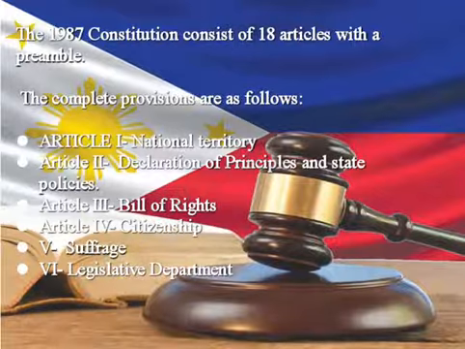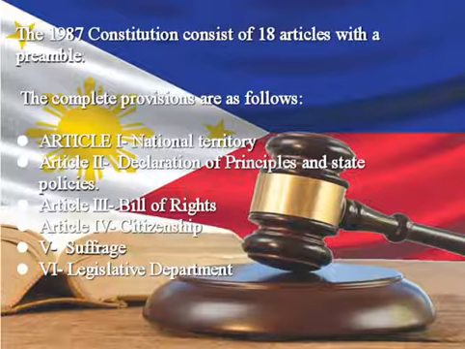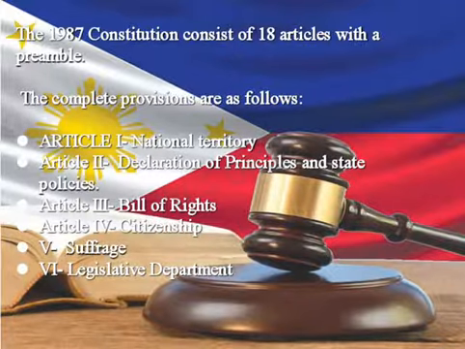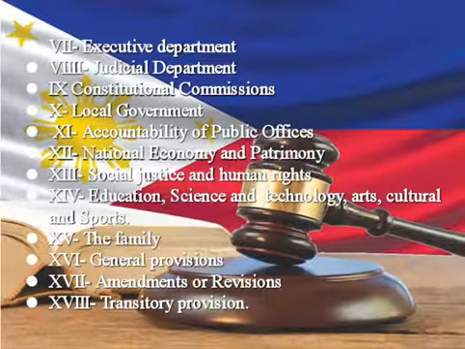The 1987 Constitution consists of 18 articles with a preamble. The complete provisions are as follows. Article 1, National Territory. Article 2, Declaration of Principles and State Policies. Article 3, Bill of Rights. Article 4, Citizenship. Article 5, Suffrage, which is pagboto. Article 6, Legislative Department. Article 7, Executive Department.